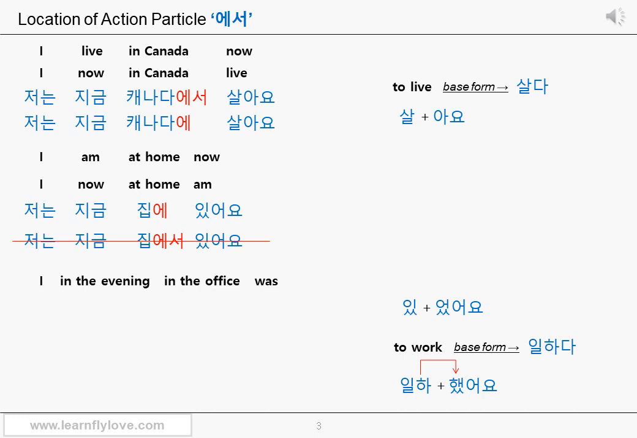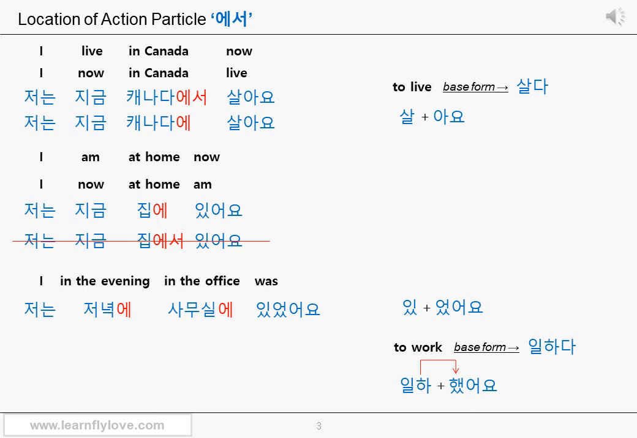I, in the evening, in the office, was. I was in the office in the evening, right? You're in the office. There's no action. 저는 in the evening. 저녁 plus the time particle 에. 저녁에. In the office. Office is 사무실 in Korean. You should add a particle 에 because was is not an action. 사무실에. Was. You use the predicate 있다, which basically means to exist.